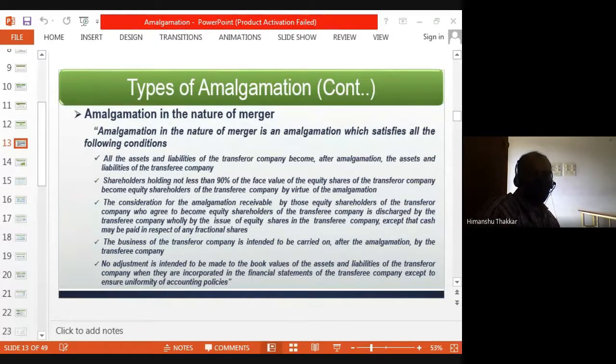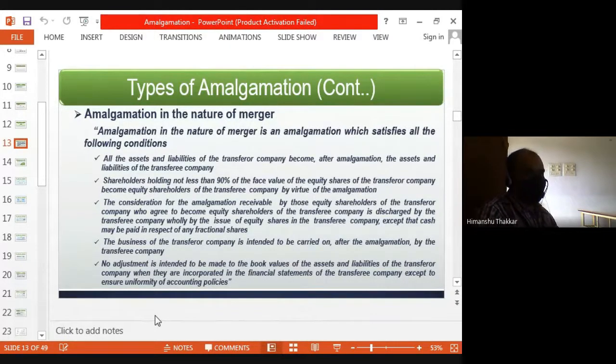Are you getting it? Next, third condition. See, the language is such. It's corporate accounts, as I mentioned to you. It will be a little tricky, but the point is very simple. Don't get confused. The language will be difficult to understand and remember, but if you make it simple, it is easy to remember. The third point says consideration for amalgamation receivable by those equity shareholders of the transferor company who agree to become equity shareholders of the transferee company is discharged by the transferee company wholly by issue of shares in the transferee company, except that cash may be paid in respect of any fractional shares.